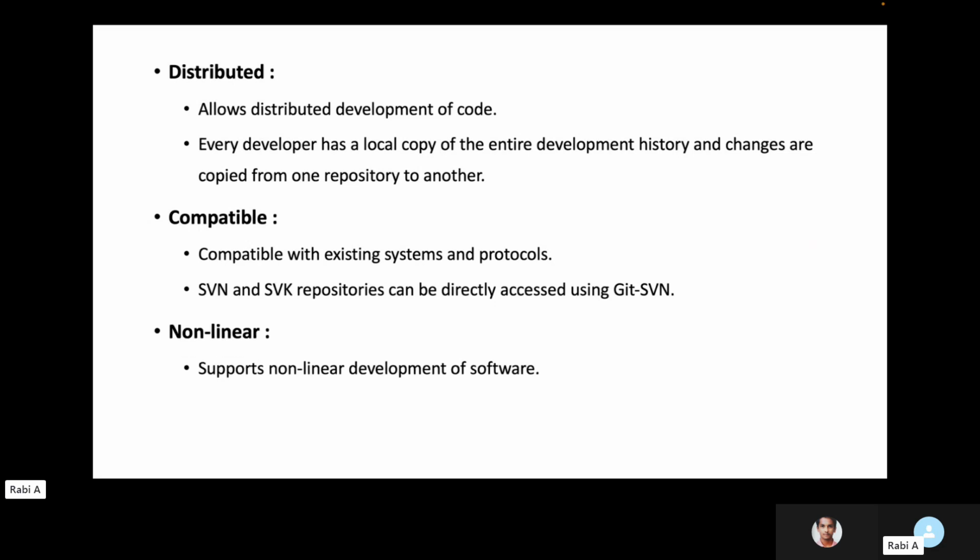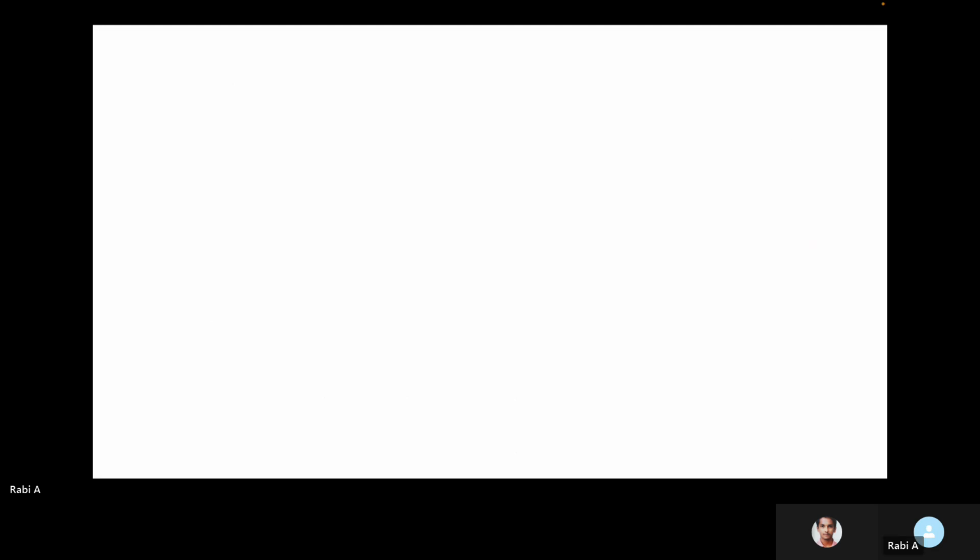Non-linear. So it supports non-linear development of software. For example, let's say you're working on issue 1. Now suddenly you get issue 2, which is high priority. You can always jump from one issue to another and start working on it. It's not like I'm working on issue 1 and I have to complete it before I can work on any other issue. It follows a non-linear approach. You can work on anything at any point you want. It includes various techniques to navigate and visualize non-linear development history.